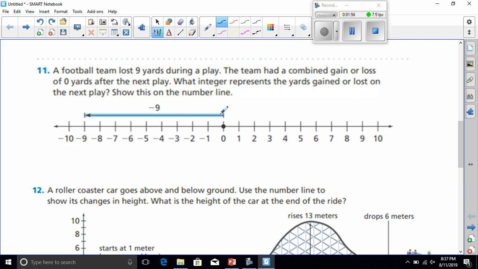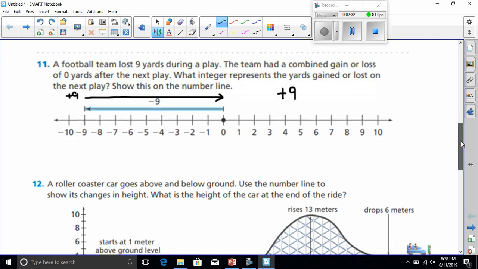What integer represents the yards gained or lost on the next play? Well, it says during that play was 9. If they went to 0, the next play would have been a positive 9. So we're going to go with positive 9 yards. And if we were to show this on the number line, we would show it as an arrow going this way, back to 0, positive 9. We're going to number 13. 12 is yours.